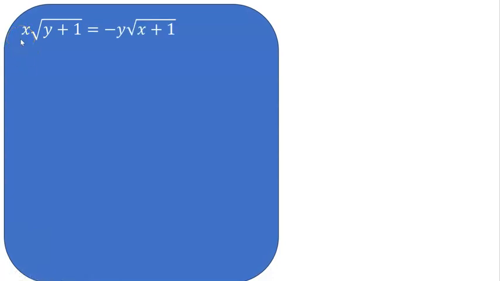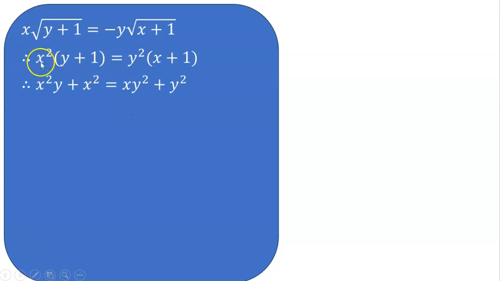Now x into root of y plus 1 is equal to minus y into root of x plus 1. Okay, squaring on both sides. Then you will get here x square, and the square of root of y plus 1 is y plus 1. So x square into (y plus 1) is equal to the square of this, that is y square, and the square of root of x plus 1 is x plus 1. Okay. Now simplification: x square into y is x square y, x square into 1 is x square, y square into x is y square x, y square into 1 is y square.